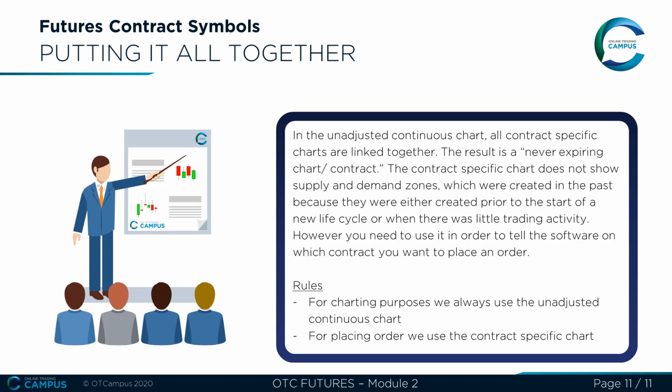The contract-specific chart does not show supply and demand zones which were created in the past because they were either created prior to the start of a new life cycle or when there was very little trading activity. However, you need to use it in order to tell the software on which contract you want to place an order. So our rules for that are very simple. For charting purposes, we always use the unadjusted continuous chart. For placing orders, we use the contract specific chart.